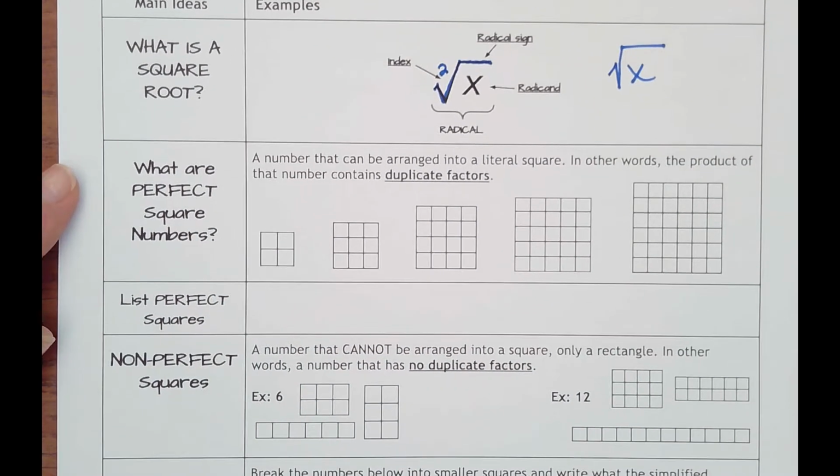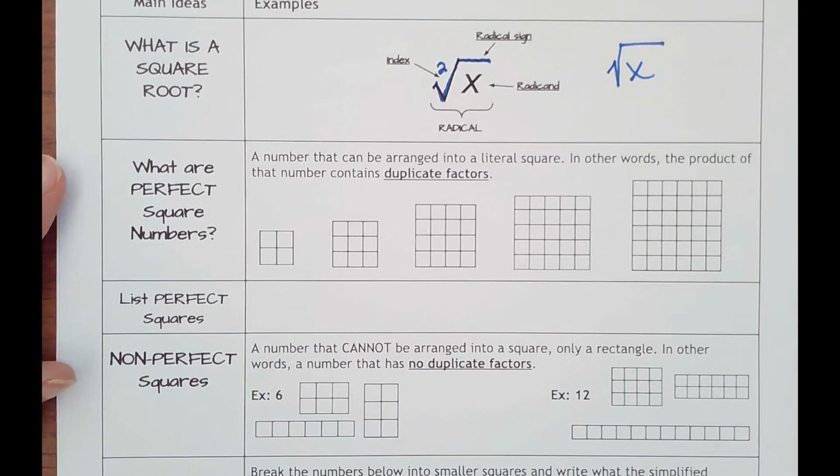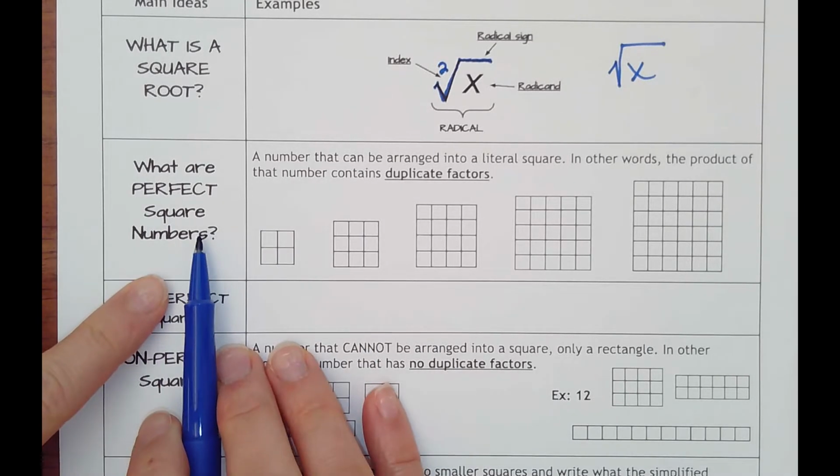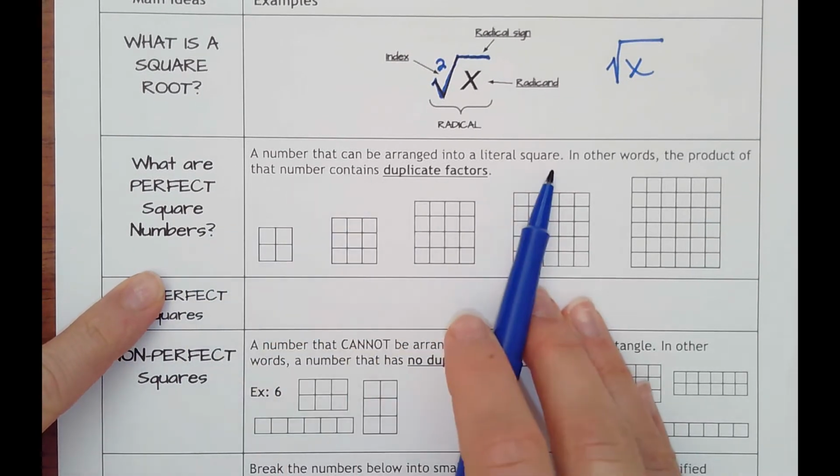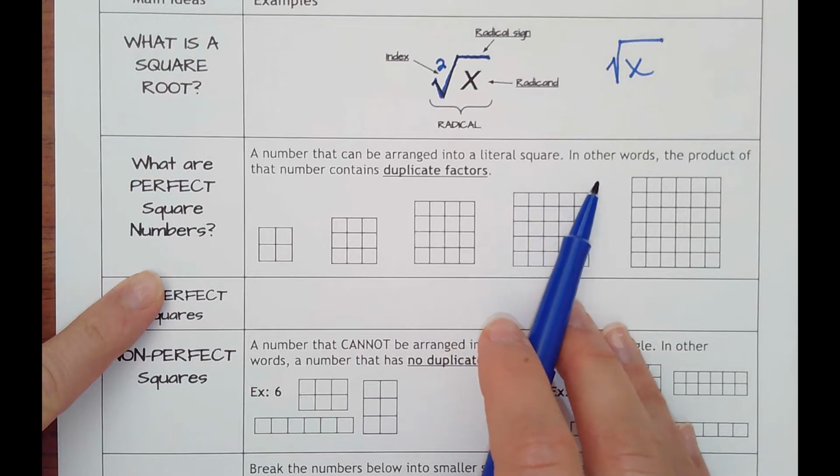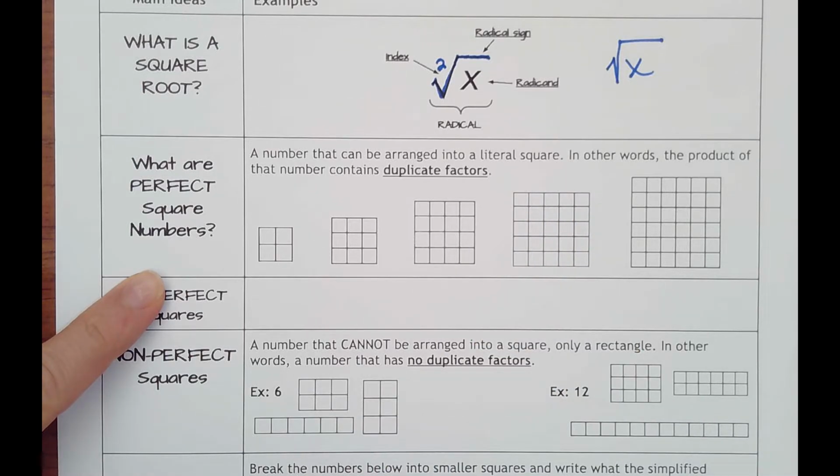Now let's talk about what are perfect square numbers. So I want you to imagine that I cut out a bunch of little squares and I handed them to you. And I gave you different numbers and I said, okay, I want you to count out that many squares and see if you could put them together or arrange them into a bigger square. Well, first of all, you would have to know that a square has all 4 sides the same. So what we're saying here with perfect square numbers is they can be arranged into a literal square. In other words, it's the product of a number that contains duplicate factors.